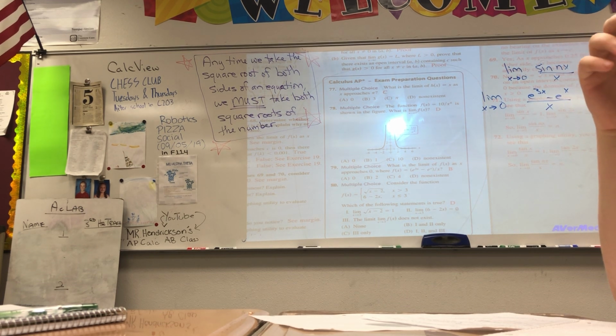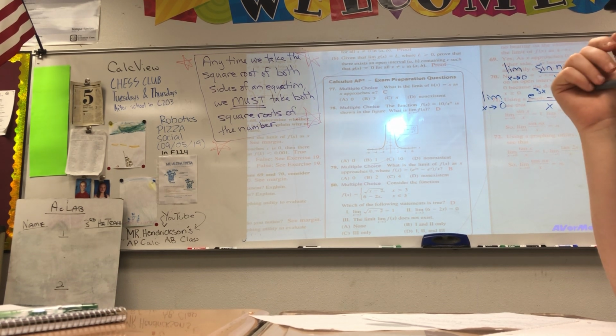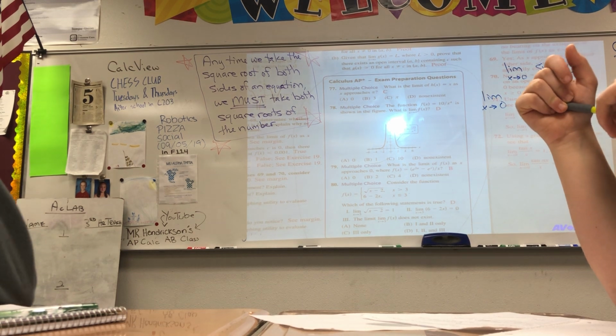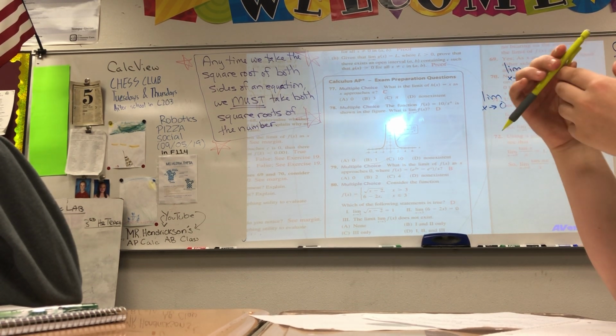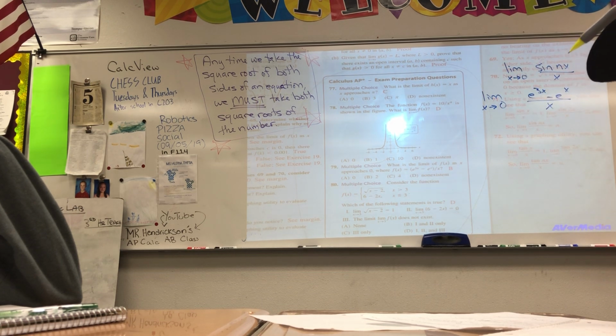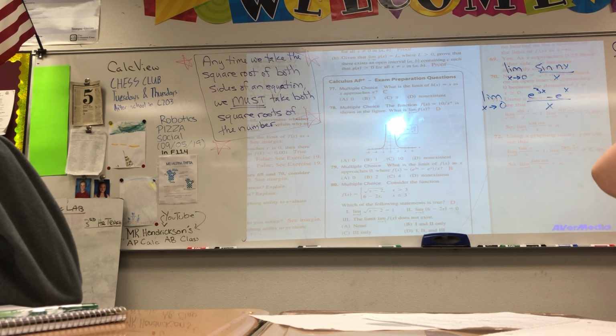If we plugged in 0, would that be good news or bad news here? Why? 0 in the denominator. So immediately we go, okay, we can't just plug it in. A couple of different ways you could do it, but for right now, we have two options. Number one is do a chart and start plugging in numbers around 0.